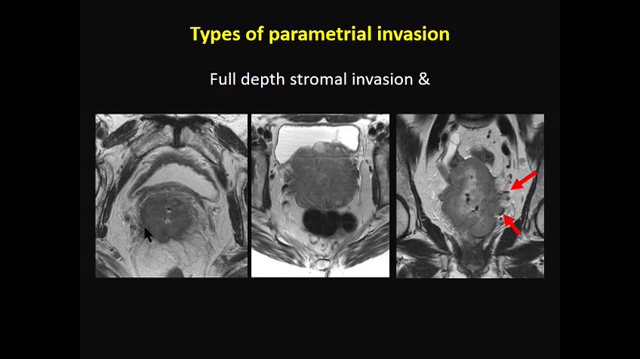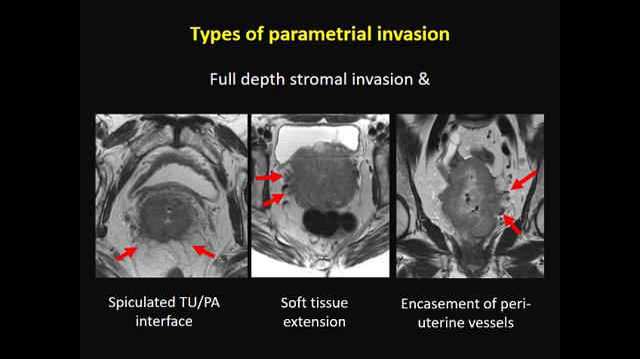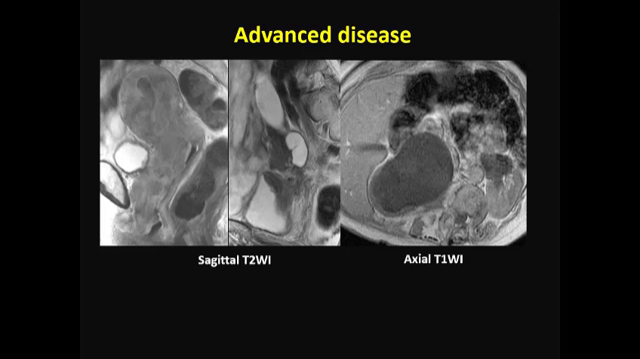You can see there is spiculated tumor to parametrial interface. Here there is frank tumor, or soft tissue extension, into the parametria, and then encasement of the periuterine vessels. Then we got into the advanced disease, and with this case, I'm going to illustrate all stages of the disease. At this stage, you really probably don't need diffusion or contrast. It's just so advanced, and luckily we don't see them that often.